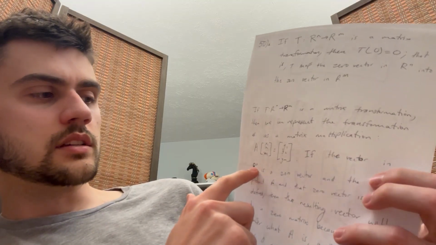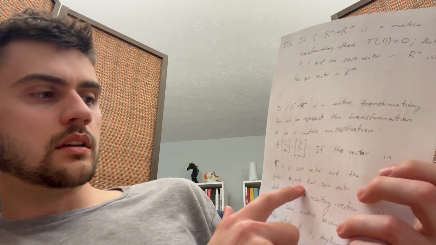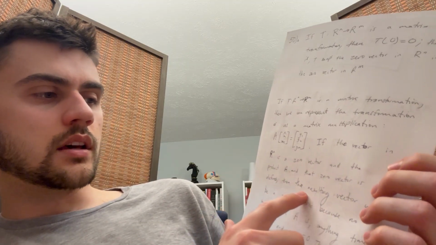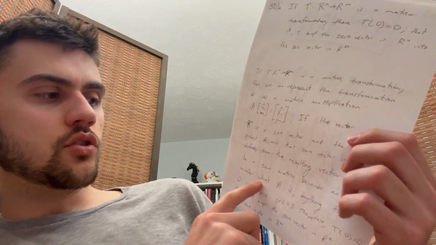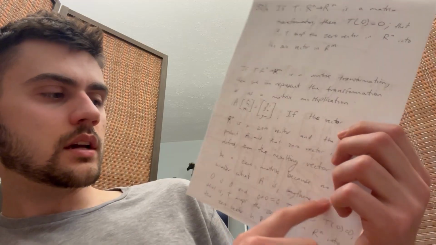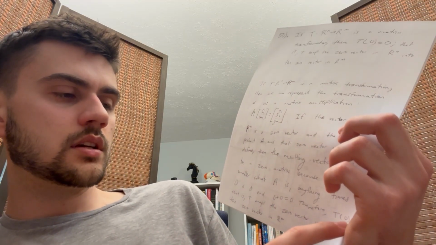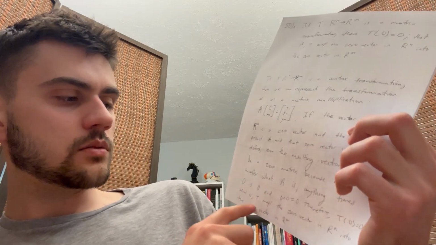If the vector in Rn is a 0 vector and the product A times that 0 vector is defined, then the resulting vector will be a 0 vector, because no matter what A is, anything times 0 is 0, and 0 plus 0 is equal to 0. Therefore, T of 0 equals 0. That is, T maps the 0 vector in Rn into the 0 vector in Rm. A little bit is implied about what's going on with matrix multiplication, but it's good enough for today.